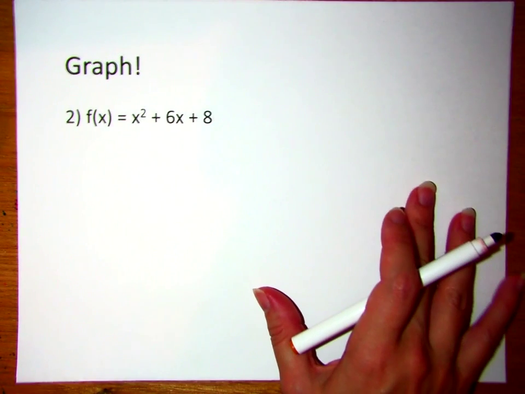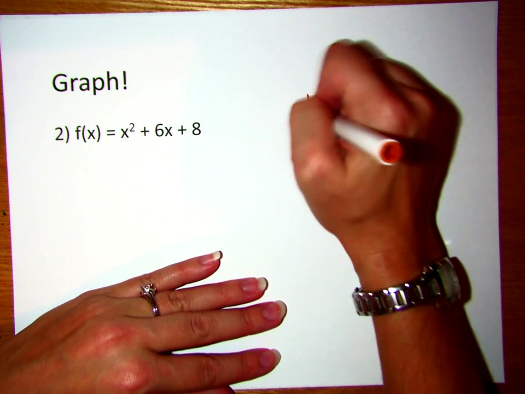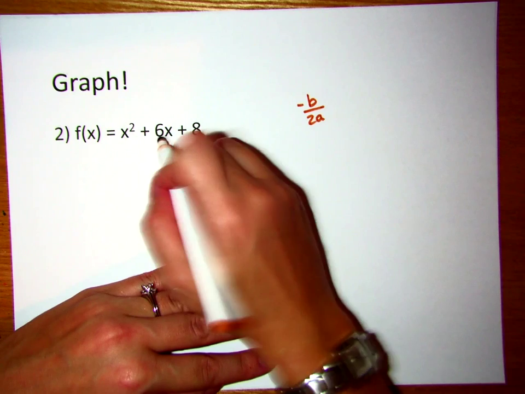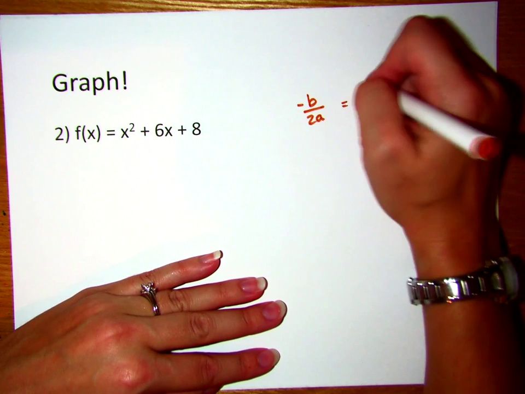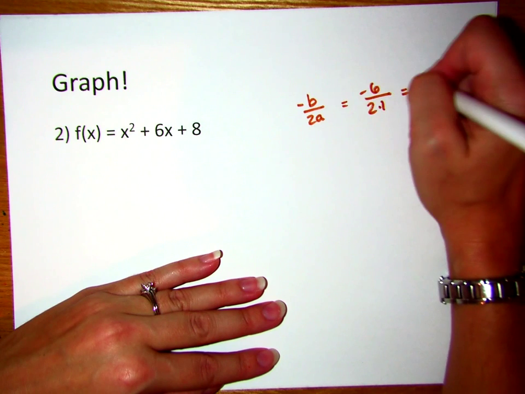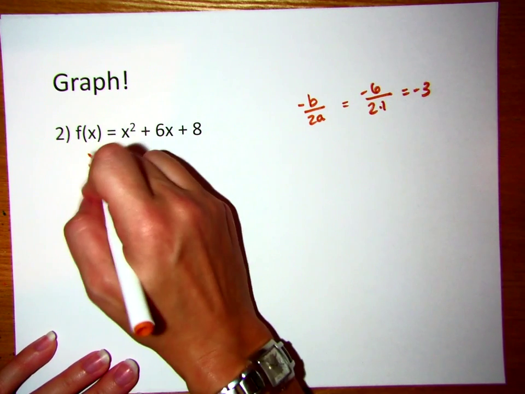In this graph right here, this illustrates the need that we're going to need that negative b divided by 2a. And so what we're going to do is we're going to take the b here. We're going to say we've got negative 6 divided by 2 times that a, which is 1, which means our vertex is probably going to start at negative 3. So let's go make our table for that and double check it.